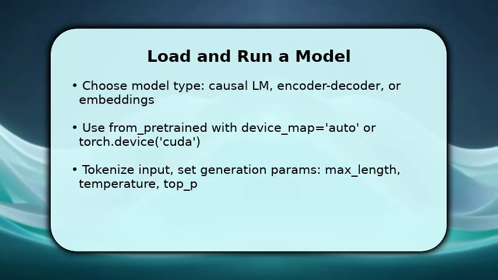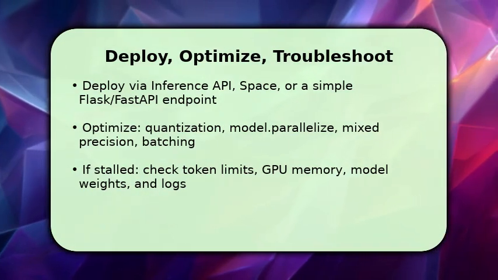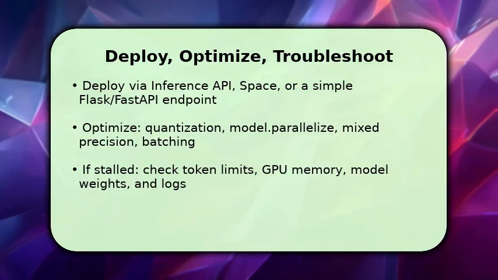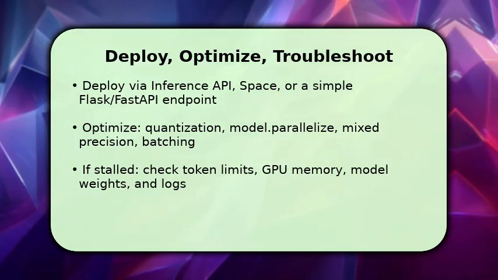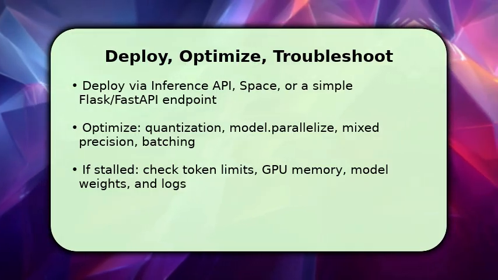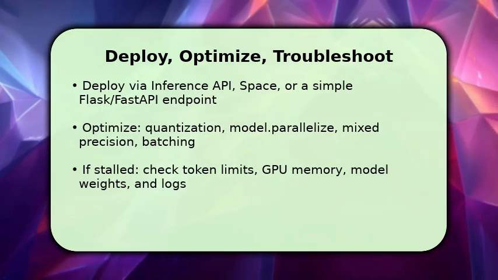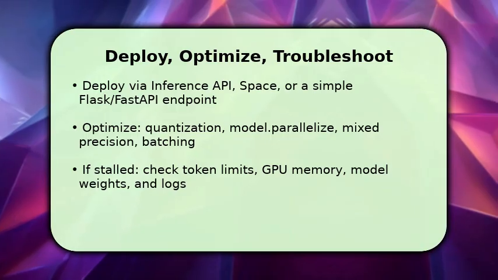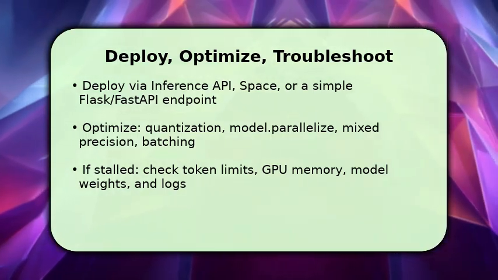You finish by deploying and making the model reliable in production. Pack inference into a lightweight API or use Hugging Face Inference for scalability, and add batching to reduce overhead. Optimize performance with quantization, mixed precision, or model parallelize, and test throughput under realistic load. If something fails, examine GPU memory, token length versus model context, and mismatched weights or tokenizer versions. As a quick tip, reproduce the issue locally with tiny inputs and read the error.